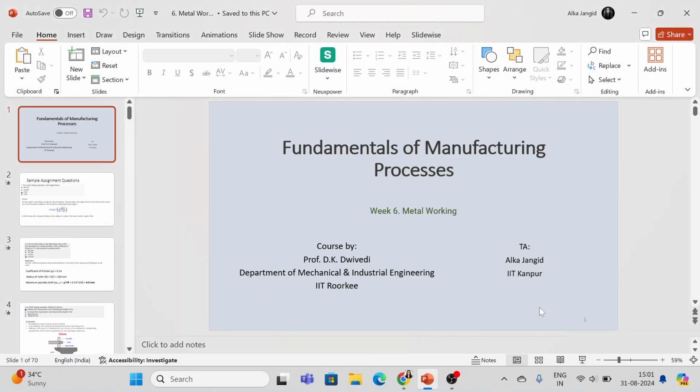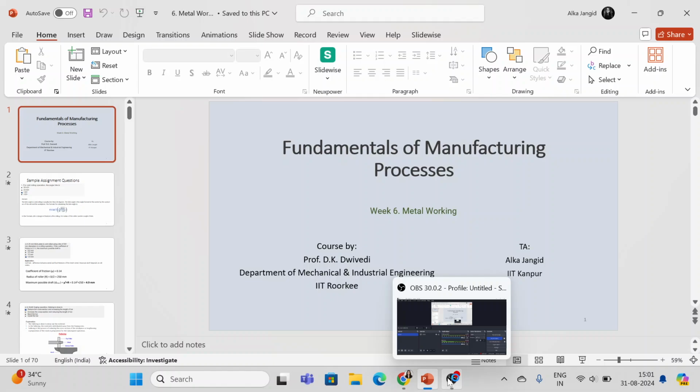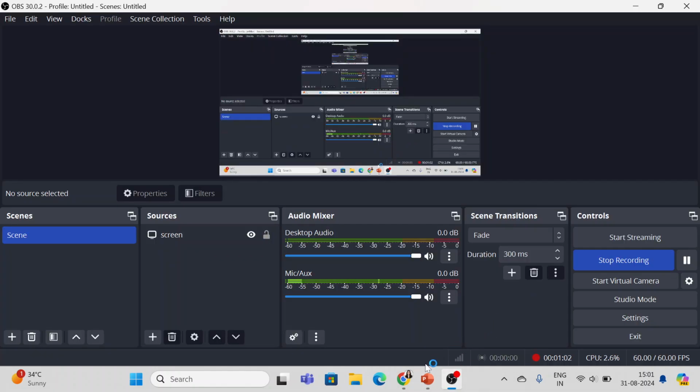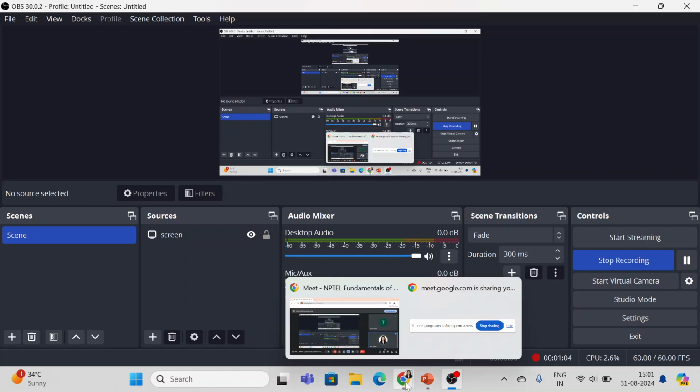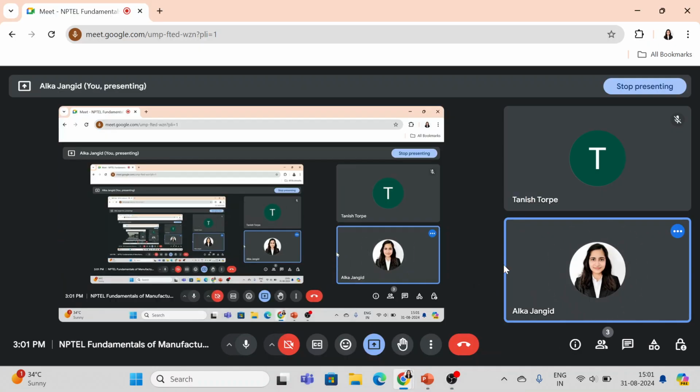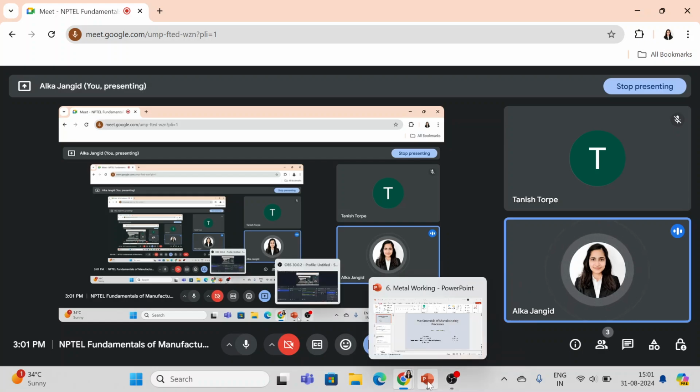So first we'll go through some sample assignment questions, which will help you in solving your weekly assignments. And after that we'll go through some lecture notes.